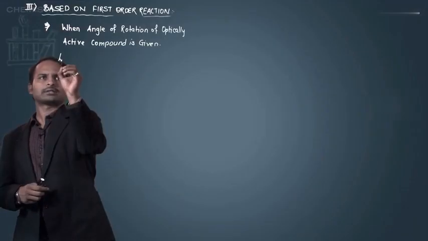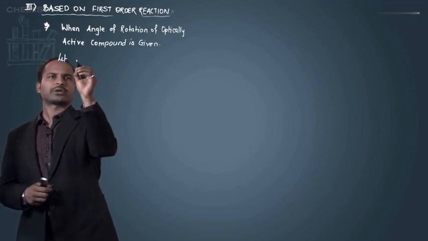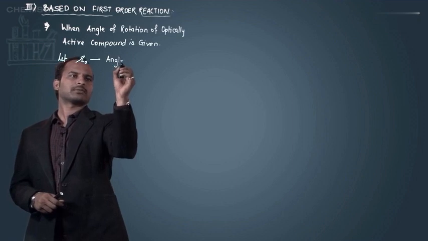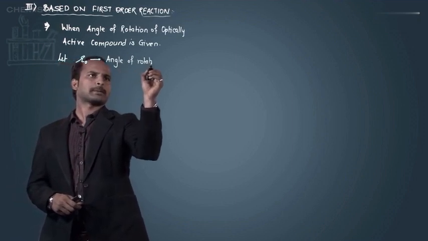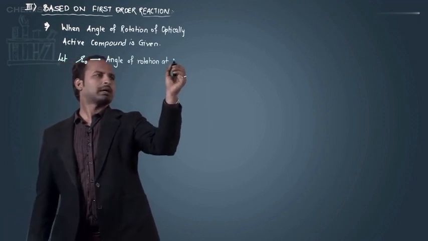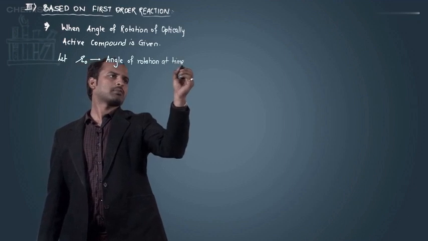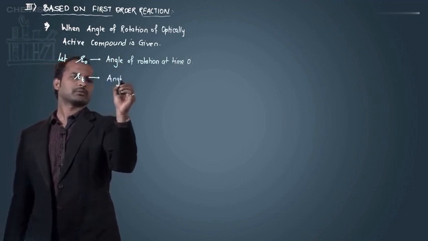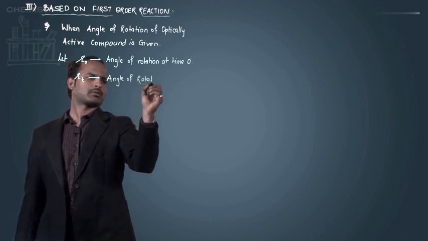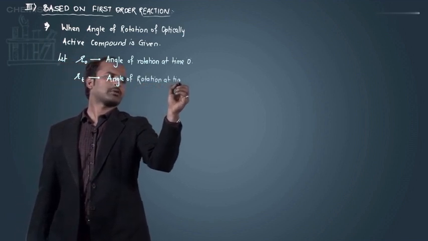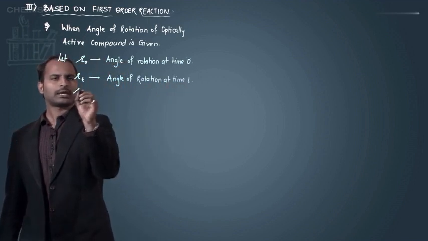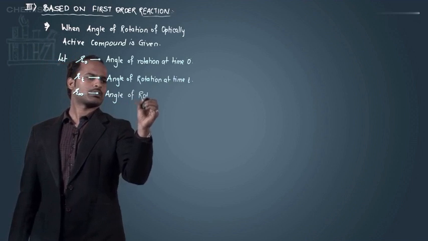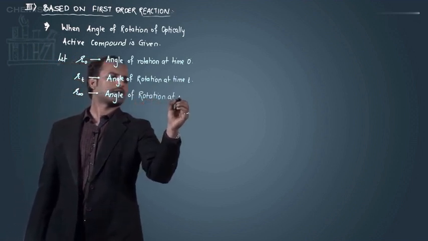So here, suppose we represent the angle of rotation as R. So R naught is the angle of rotation at time 0, RT is the angle of rotation at time t, and R infinity is the angle of rotation at infinite time.